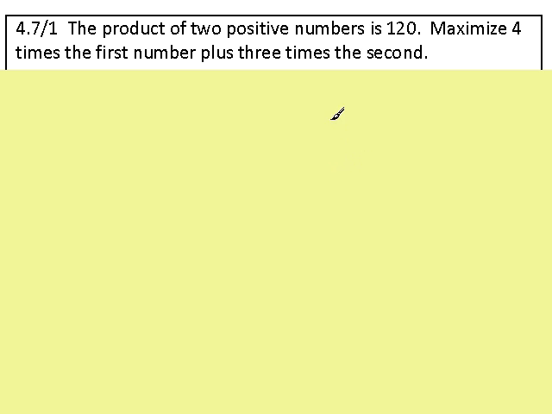In number one, it says the product of two positive numbers is 120. Maximize 4 times the first number plus 3 times the second. So let's say our two numbers are x and y, and let's say we have that x times y is equal to 120. All right, so that's that first sentence. We want to maximize 4 times the first number plus 3 times the second. So let's say q is the quantity that we want to maximize, and q is equal to 4 times the first number plus 3 times the second.